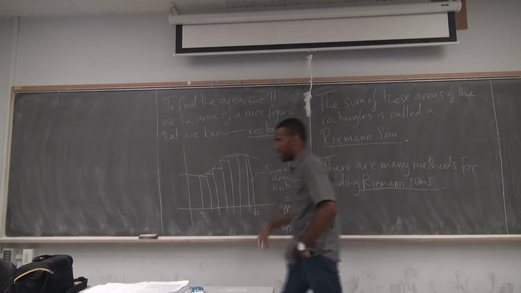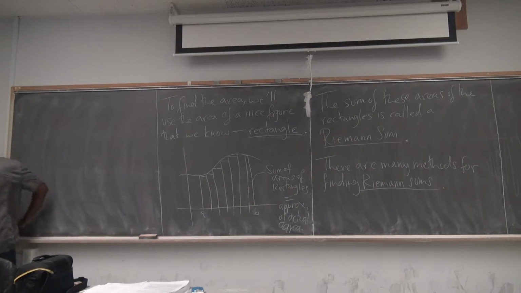We have many methods for finding Riemann sums. So we're going to talk about a few in this class. We're going to talk about three basically that I'm going to need you to know. One is using what's called the right-hand endpoints.